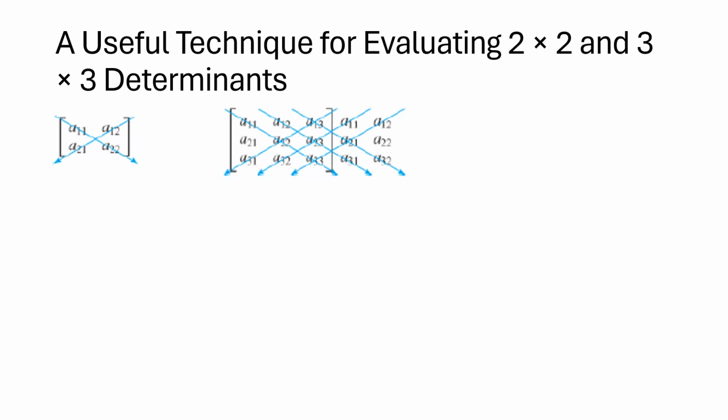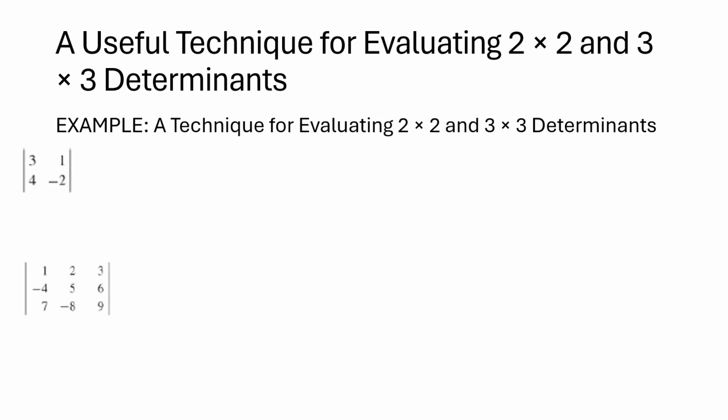Okay, so we have to bear in mind that the arrow technique only works for the determinants of 2 by 2 and 3 by 3 matrices. Okay, so let's have an example. Technique for evaluating 2 by 2 and 3 by 3 determinants.